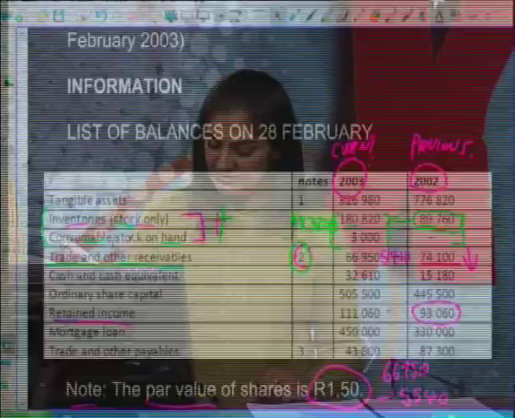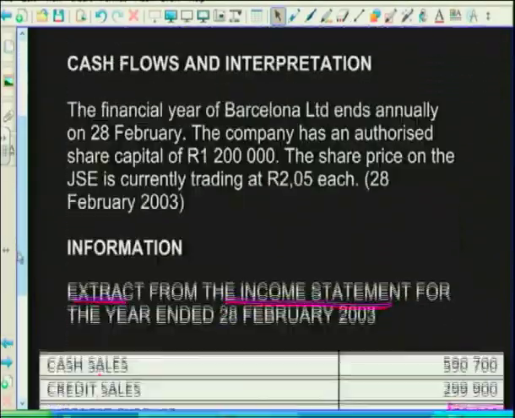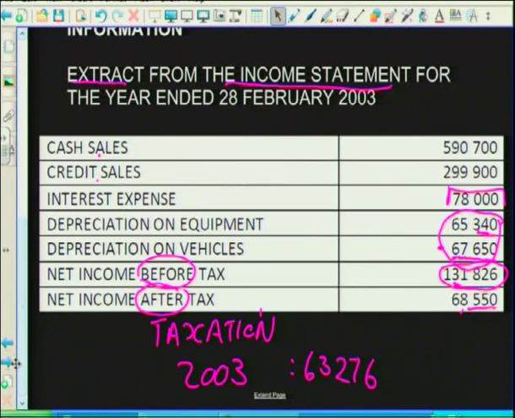Now let's go to the debit side. On the debit side, your tax, your income tax for the year. Income tax, let's go back to our question and let's go to the information. So your income tax for the year, remember guys, we did this calculation right at the beginning. There's my taxation. There's that amount, 63,276. So let's take that through.